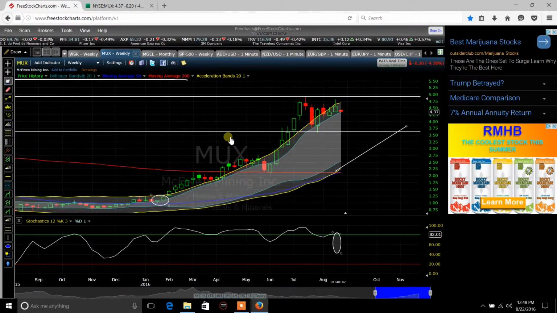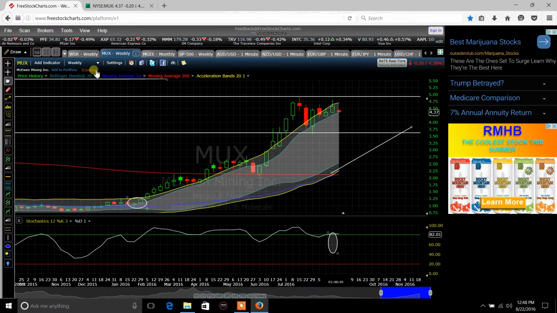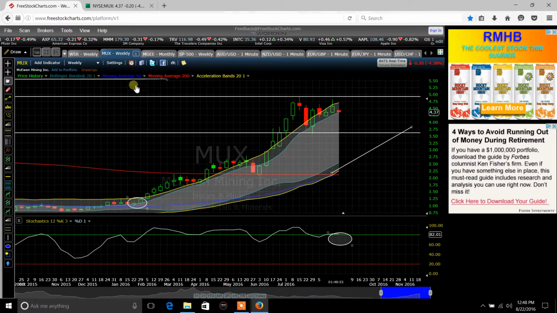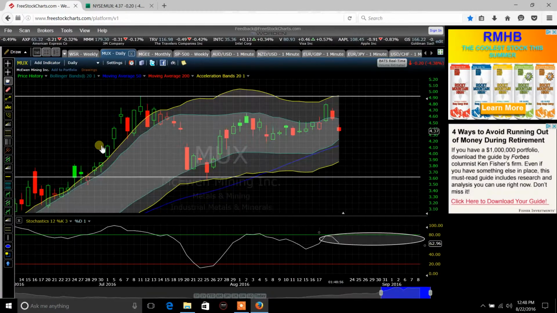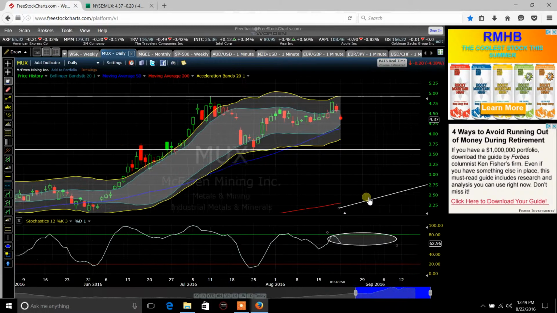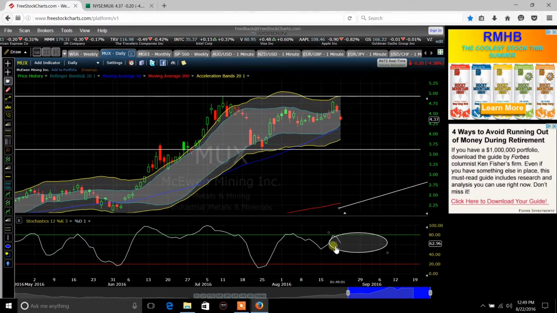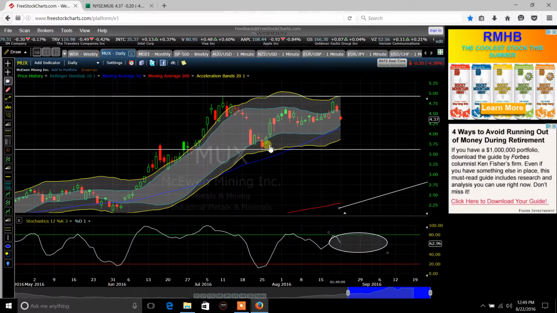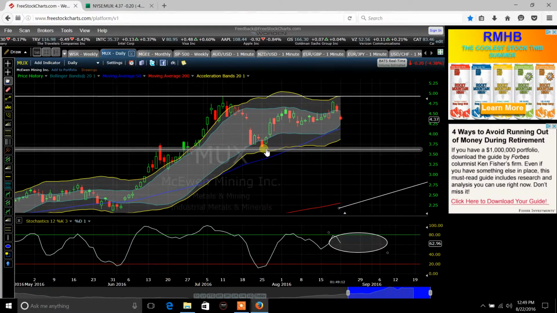But if we go back here and look at McEwen Mining on the weekly chart, you'll notice the stochastics right now is kind of hovering right here, and the price is dropping a little bit. We'll drop it down to the daily chart. Daily chart looks like it's getting ready to drop according to the stochastics, which is good for me because I drew support and resistance lines here. This is the support, that's the resistance, and you can see I drew out a bottom right there back in July. That's about $3.60 or $3.70, roughly around there.